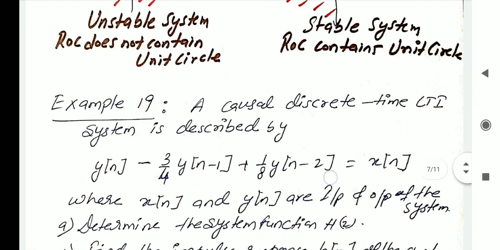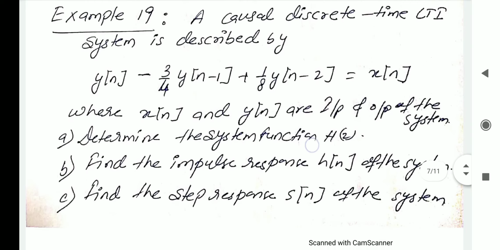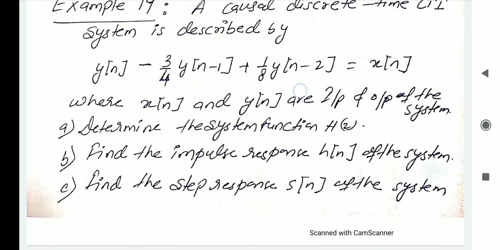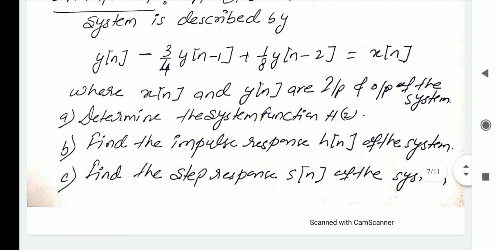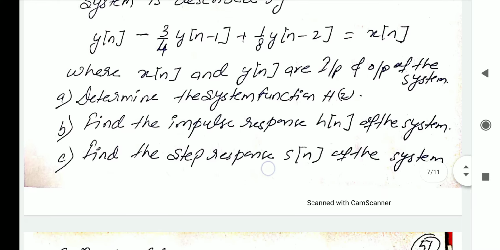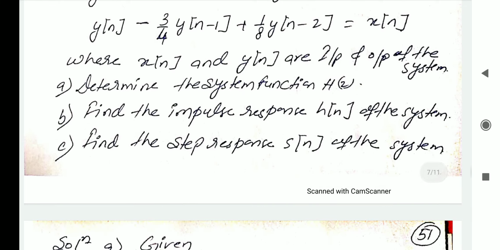Now the next example: a causal discrete time LTI system is described by y(n) minus 3 by 4 y(n minus 1) plus 1 by 8 y(n minus 2) equals x(n), where x(n) and y(n) are the input and output of the system. Now we need to determine the system function H(z), and we need to find the impulse response h(n) of the system, and the step response of the system.